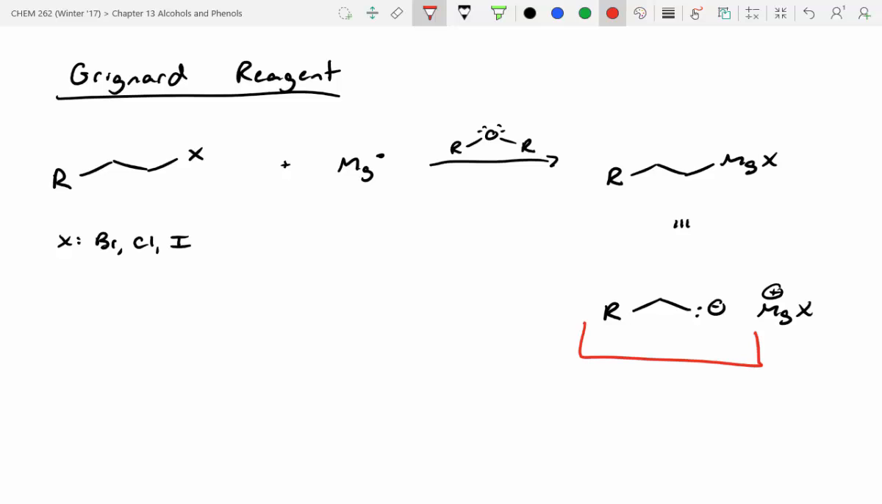If we look at this reagent, this is super powerful because we've created a carbon with a negative charge. That means it's a good nucleophile. The other problem, though, is that it's a super strong base.